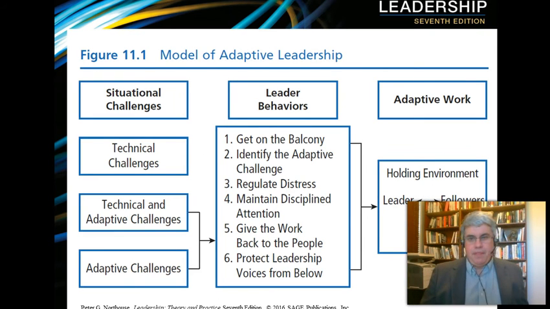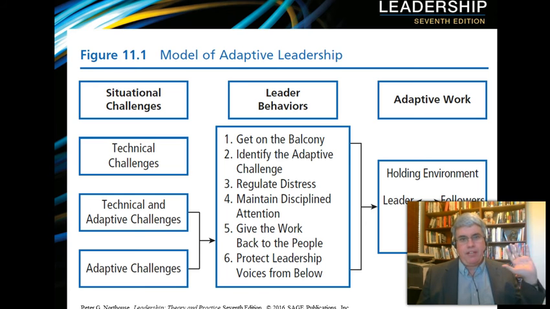So here we have the main picture illustrating the model of adaptive leadership. And we start off by looking at this column, situational challenges. We have to decide, is adaptive leadership necessary? If it's just a technical challenge, nope, no adaptive leadership's necessary. The person that has a responsibility, if they have the authority to solve the problem, they can go solve the problem.